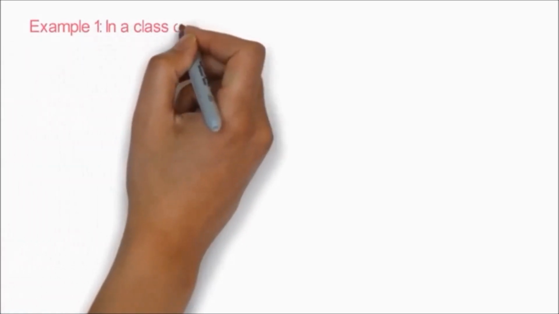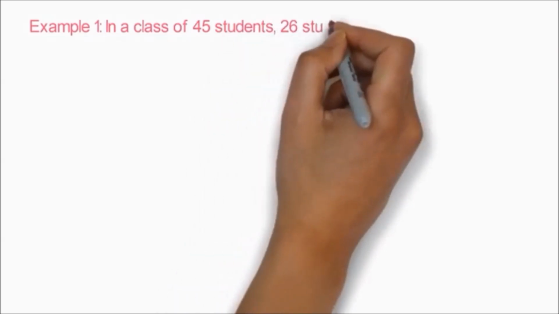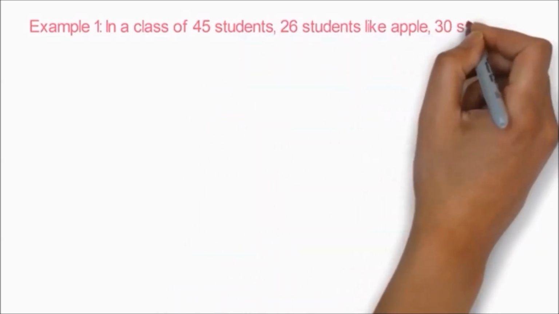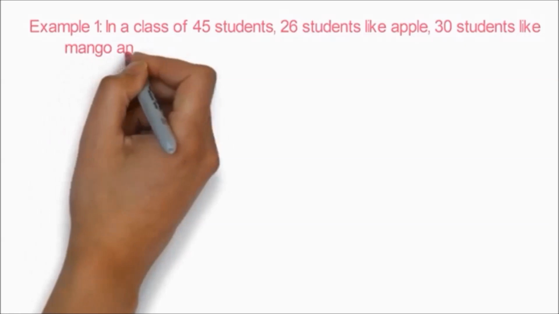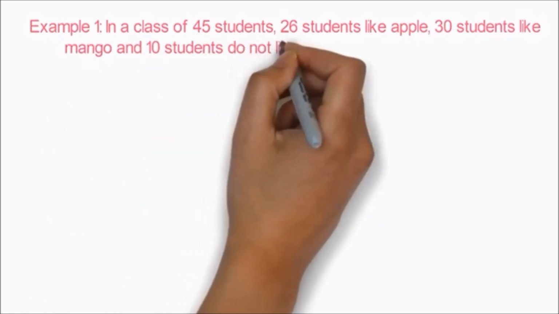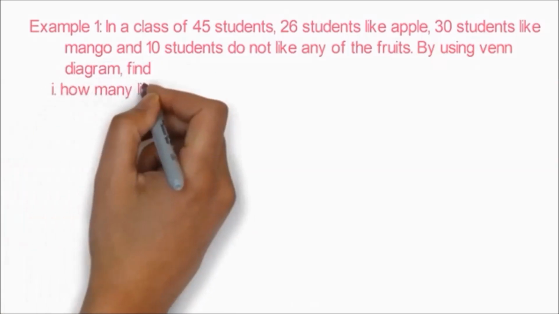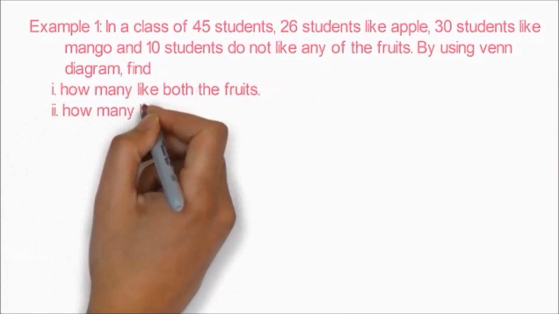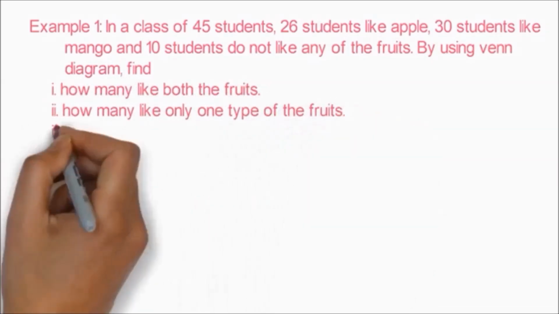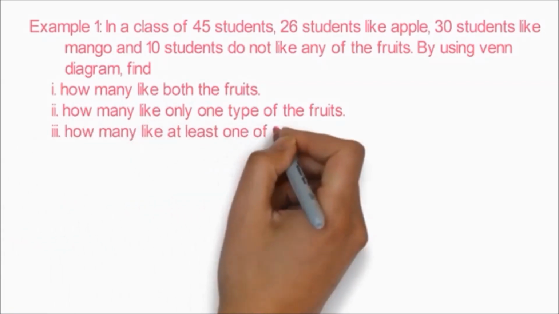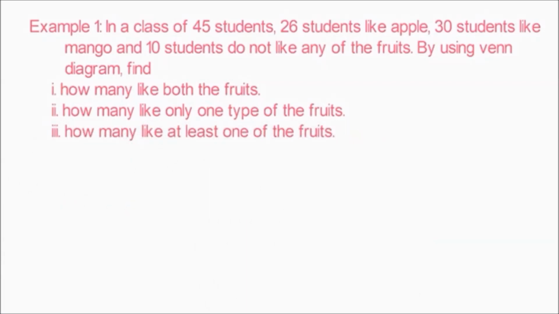See the following example. In a class of 45 students, 26 students like apple, 30 students like mango, and 10 students do not like any of the fruits. By using a Venn diagram, find 1. How many like both the fruits? 2. How many like only one type of fruits? And 3. How many like at least one of the fruits?